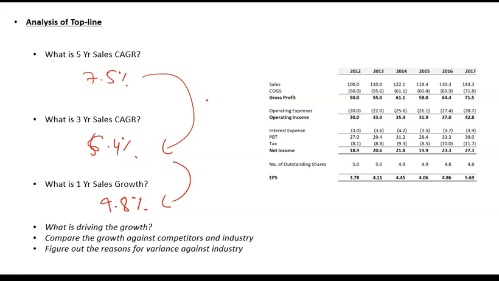Now just knowing this is just the starting point. This is only 10% of the work. Just knowing the trend is not enough. Next thing is to find out the reasons for this change. It looks like in the last year the company has done something different that has led to a significant increase in growth from 5.4% to 9.8%.